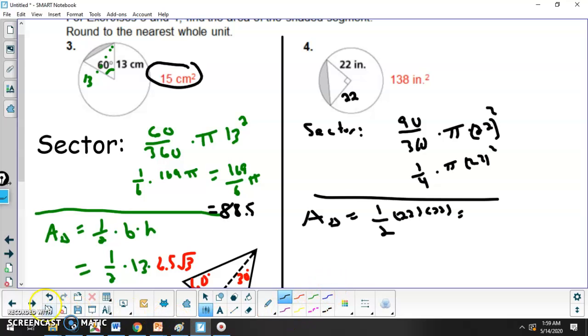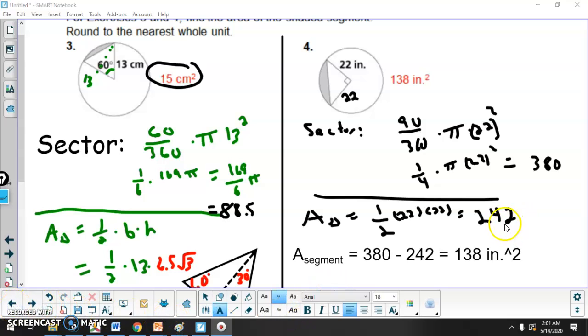Alright, let's punch it into our calculator. Alright, we got 242 inches squared for the triangle, 380 for the sector, and if you subtract those, you get 138 inches squared, which is the shaded segment. Okay, so just remember, sector minus the triangle equals the segment.